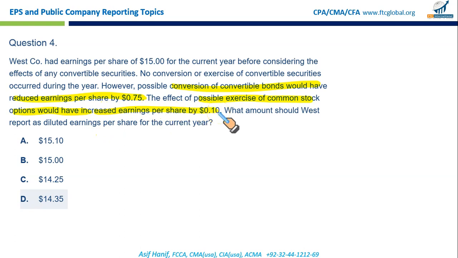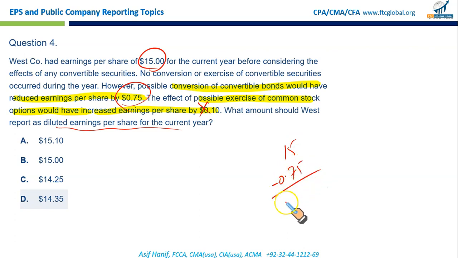When exercise of such instruments cause increase in earning per share, they are called anti-dilutive and they are ignored in that case. So which amount should West report as diluted earning per share for the current year? So your basic earning per share is $15, and the conversion feature of these convertible bonds would reduce your EPS by 0.75. So you're going to report 15 less 0.75. So your diluted earning per share will be 14.25. That makes C to be the correct option.